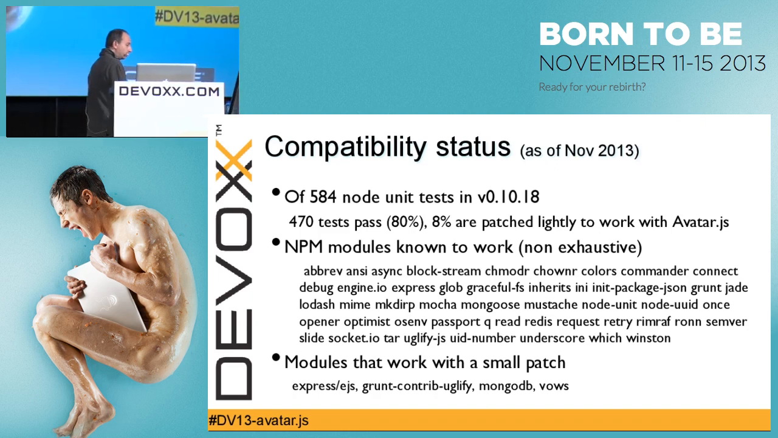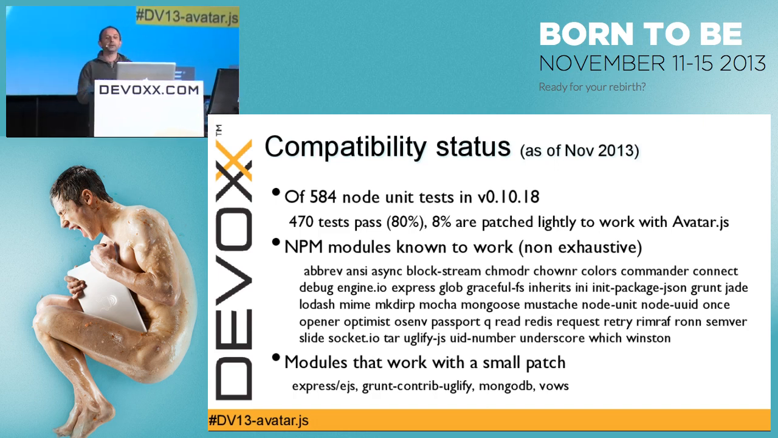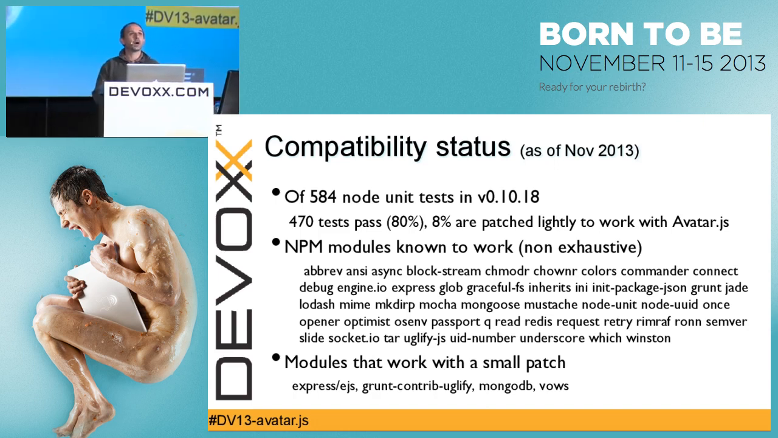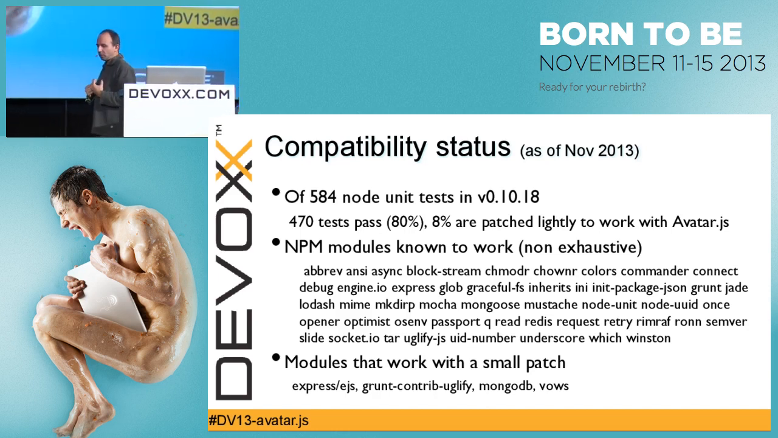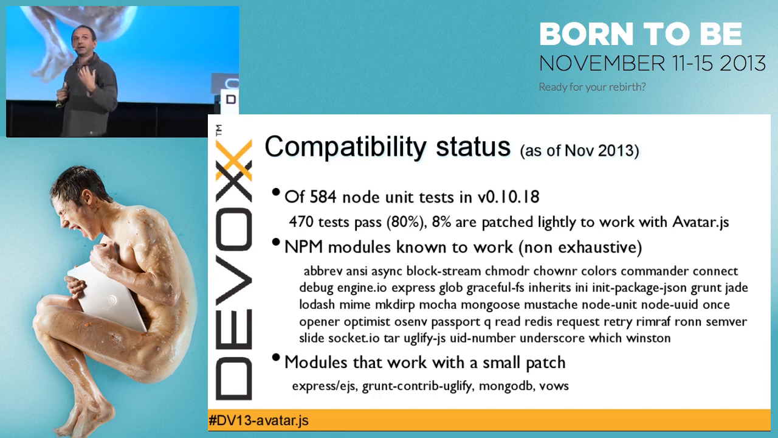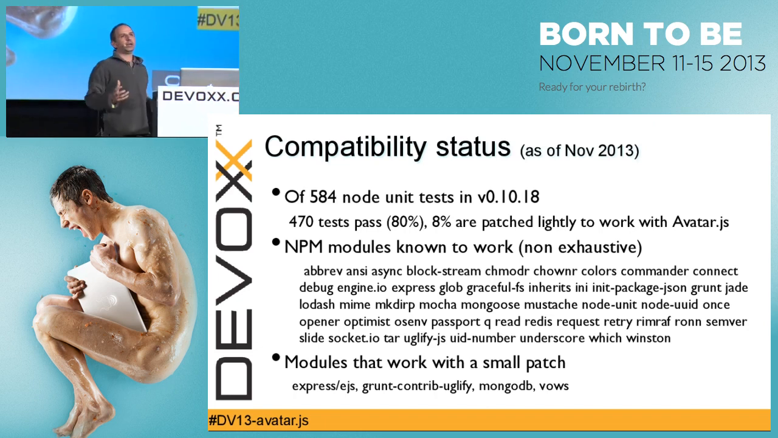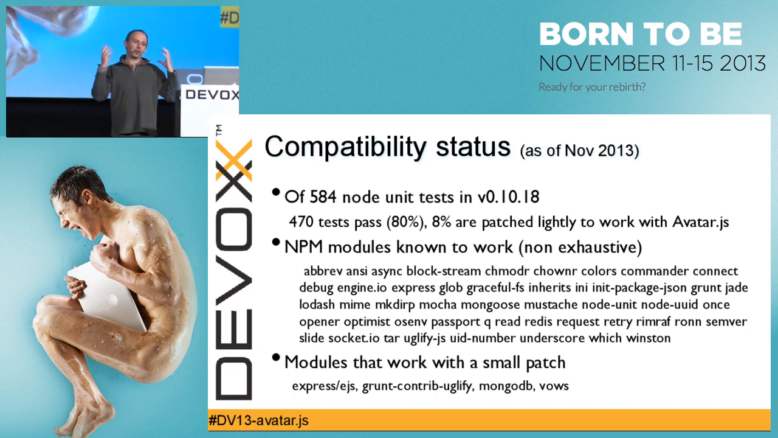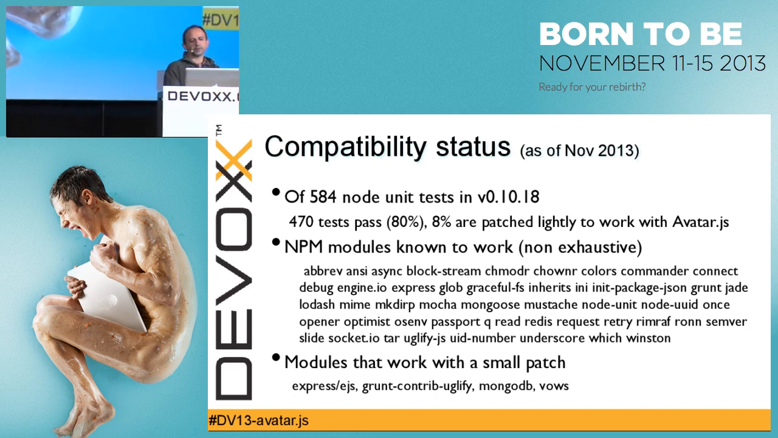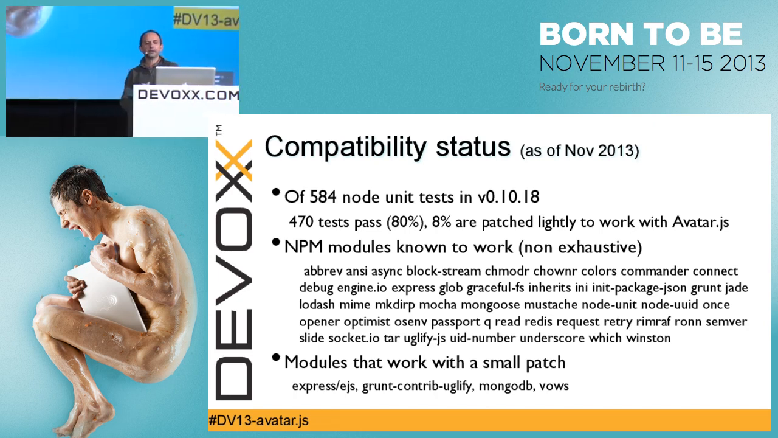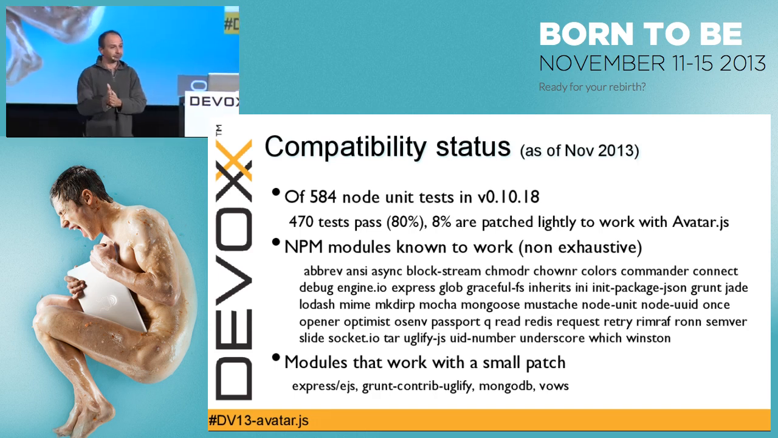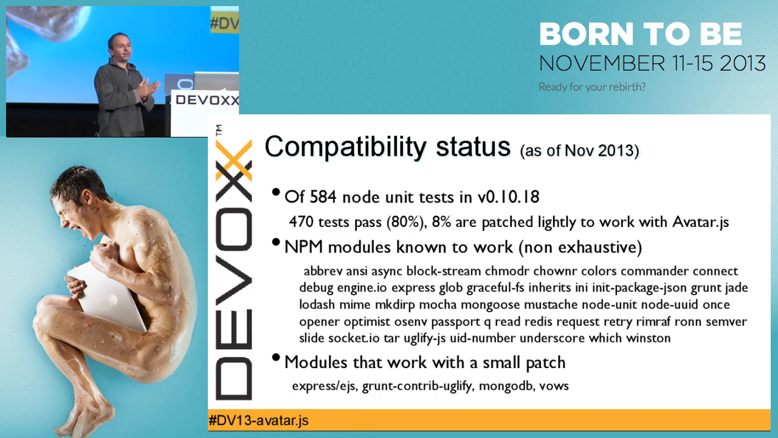So we are installing modules in order to evaluate our compliance with Node, our compatibility. And one nice thing is that testing is very present in this community. All the modules, at least the major ones, definitely come with a long list of tests that allow us to evaluate how good we are or how bad we are with respect to compatibility. So the status of compatibility: the number of unit tests for 0.10.18 is around 600.